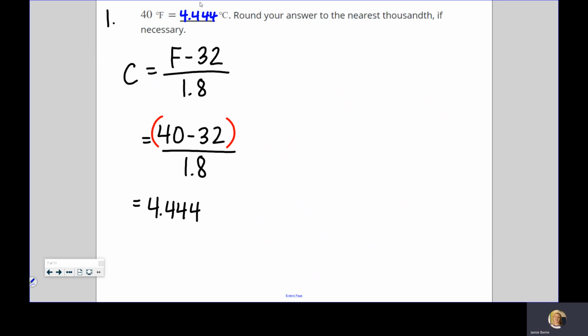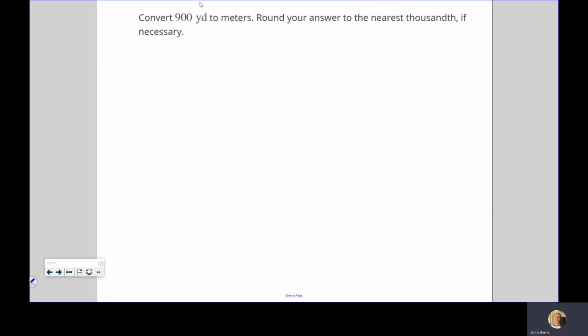This is one that's definitely on the test. I don't know if I want to say I went Fahrenheit to Celsius instead of Celsius to Fahrenheit, but that formula is also on the test, on the conversion sheet, Celsius to Fahrenheit. That was a little bit easier. All right, second one is yards to meters. Convert 900 yards to meters.